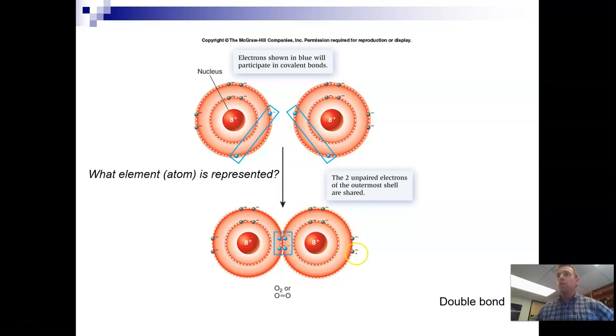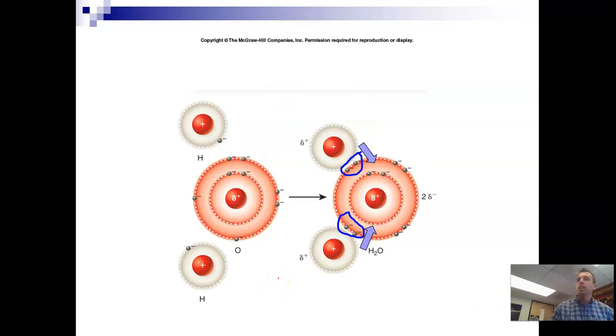1, 2, 3, 4, 5, 6, 7, and 8. 2 of these shared ones came from this oxygen by itself, and then 2 are borrowed from this other one. But this oxygen is also happy because it has 8 as well. Right? And then here we get to water.